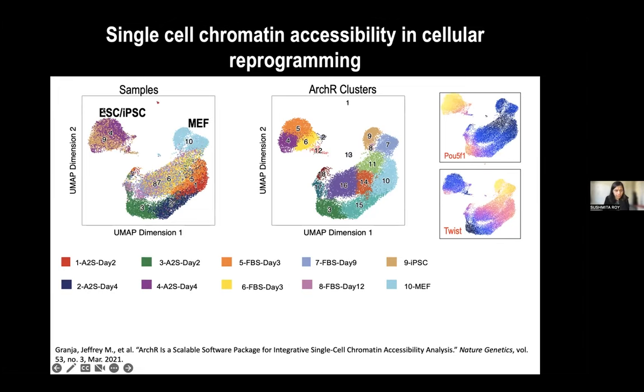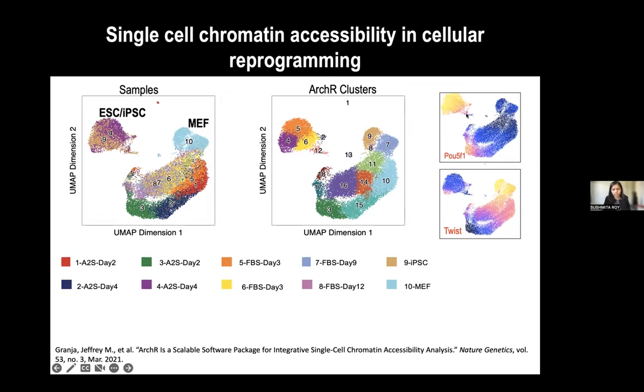And you're seeing basically the samples. The numbers here correspond to the different samples. So A2S was one of the reprogramming conditions, FBS is another condition, and then the day timestamp. And then these are the different clusters. What we see is that the ESC and iPSC cluster together, and the MEFs cluster together. It makes sense because we expect their chromatin landscape should be very different.